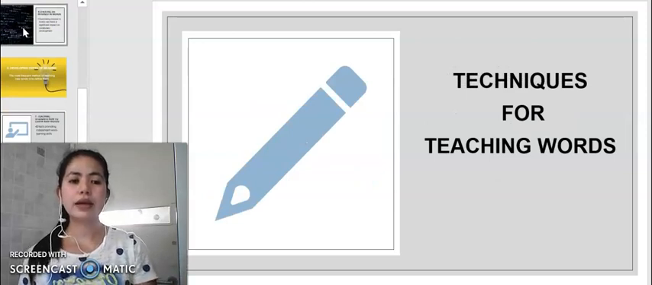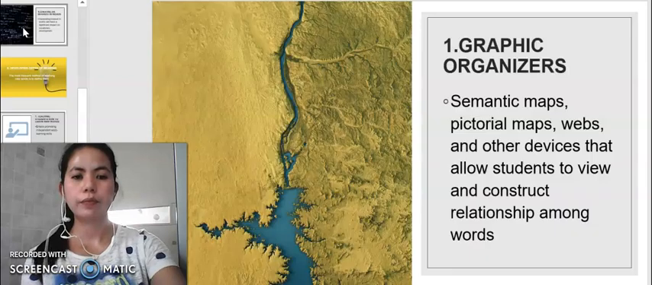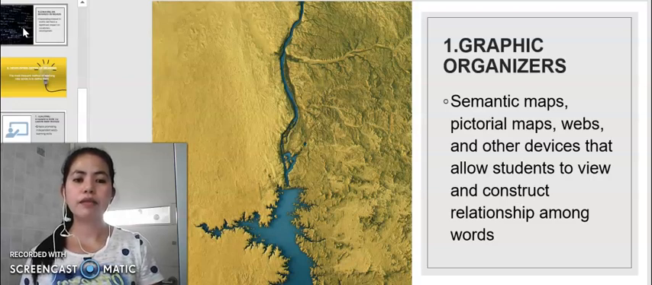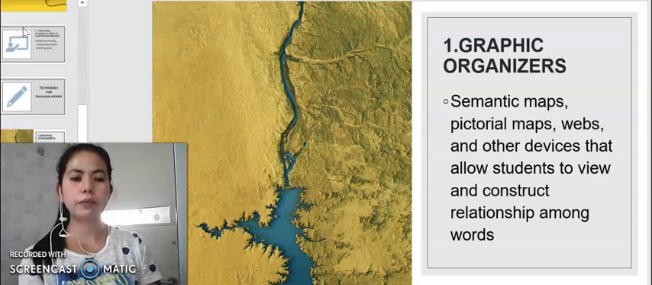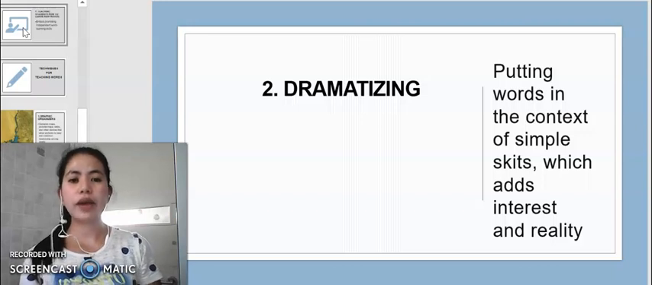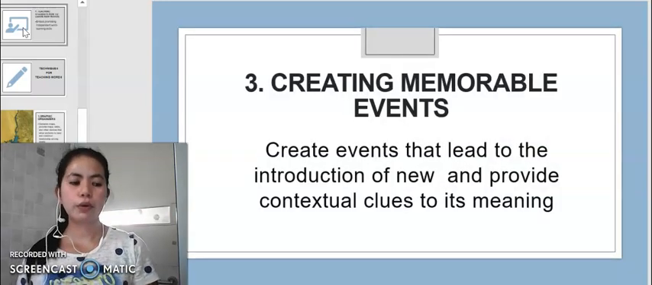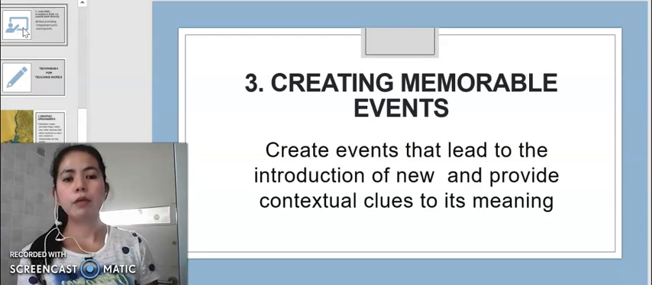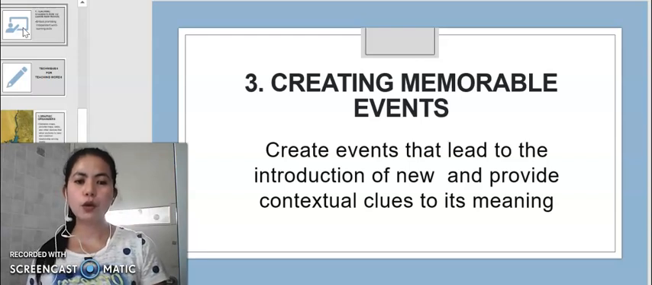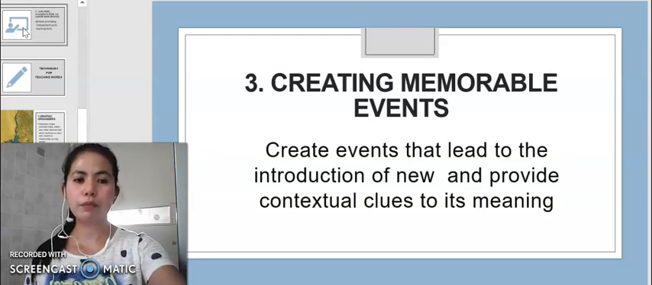And there are also techniques for teaching words. Number 1 is graphic organizers, semantic maps, pictorial maps, webs, and other devices that allow students to view and construct relationships among words. Number 2, dramatizing, putting words in the context of simple skits, which adds interest and reality. And number 3, creating memorable events. Create events that lead to the introduction of new words and provide contextual clues to their meaning.